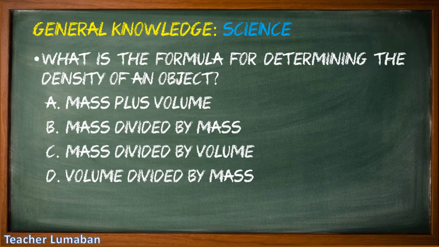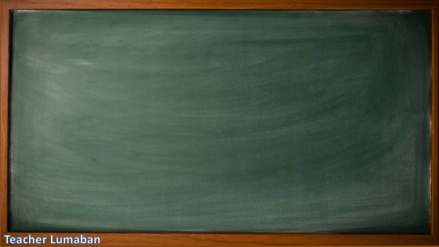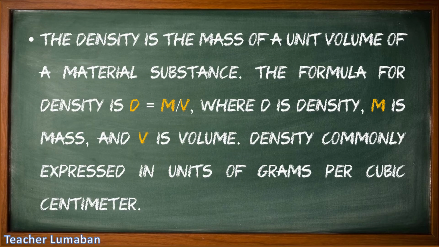The correct answer is the letter C, mass divided by volume. The density is the mass of a unit volume of a material substance. The formula for density is D equals m/V, where D is density, m is mass, and V is volume. Density is commonly expressed in units of grams per cubic centimeter.